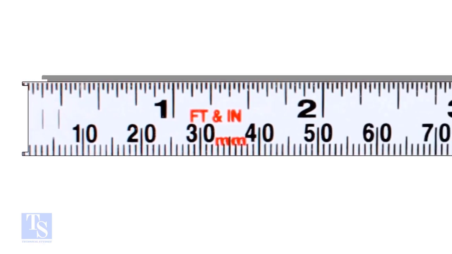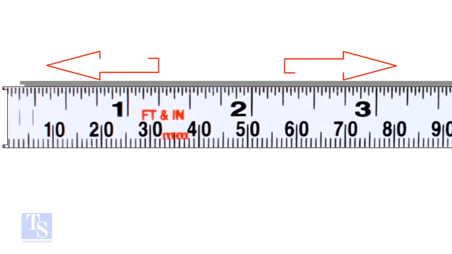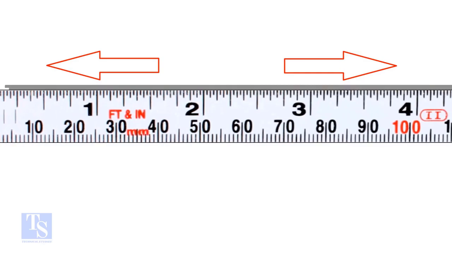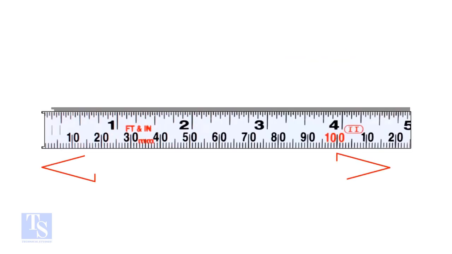Usually, on a measuring tape, there are two types of units. The imperial unit system, inch and the foot. And the metric unit system, millimeter, centimeter, and the meter.